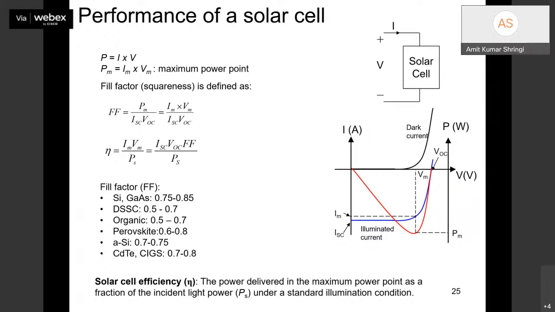Regarding the n and J0, it is a very useful parameter for analyzing the performance of any solar cell. So, what are the parameters which affect this n and J0, and how can we improve this value for the device performance?